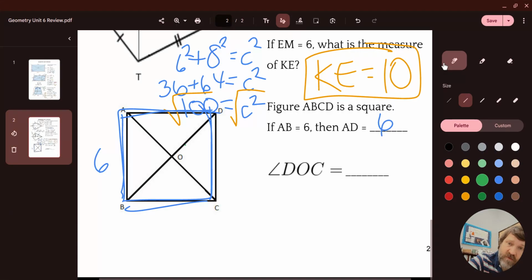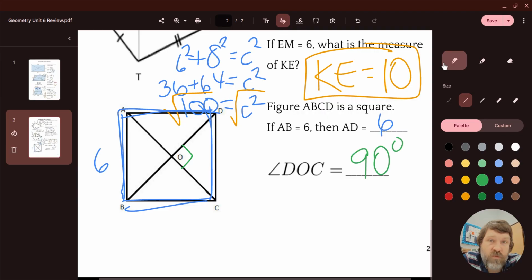And then they want to know about this angle right here, DOC. And this is coming from one of the properties of squares that comes from being a rhombus. Rhombuses, if you look back at your notes, the angle that the diagonals make is always a right angle. And so that's why this is 90 degrees.